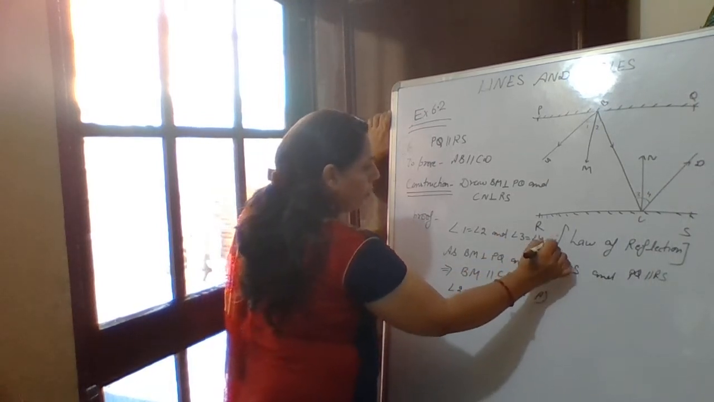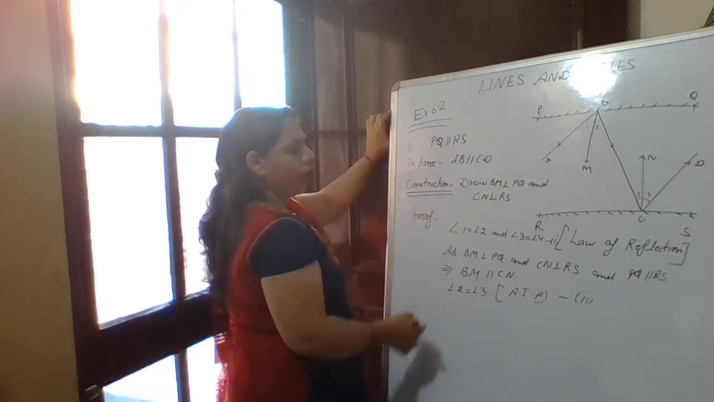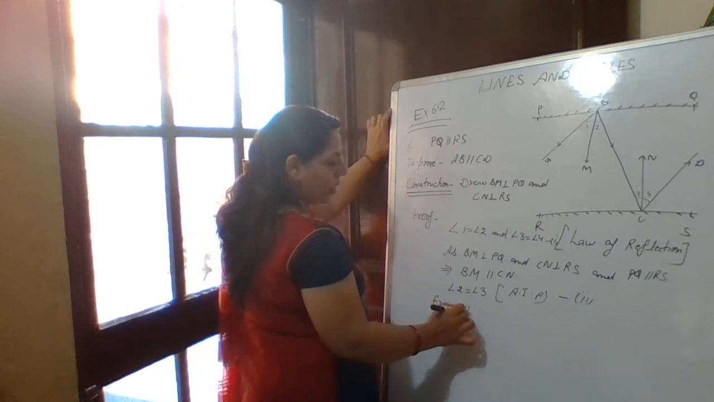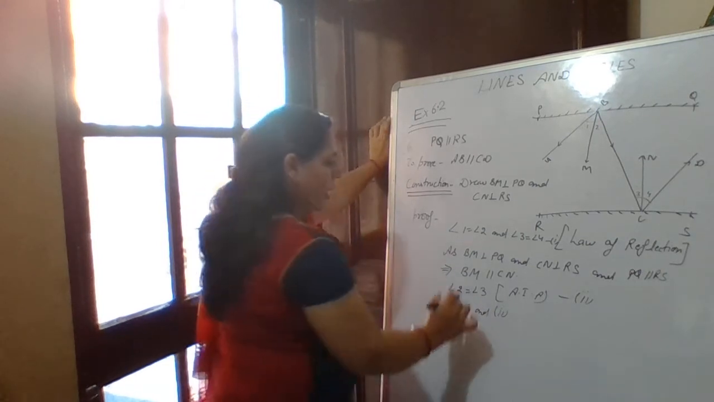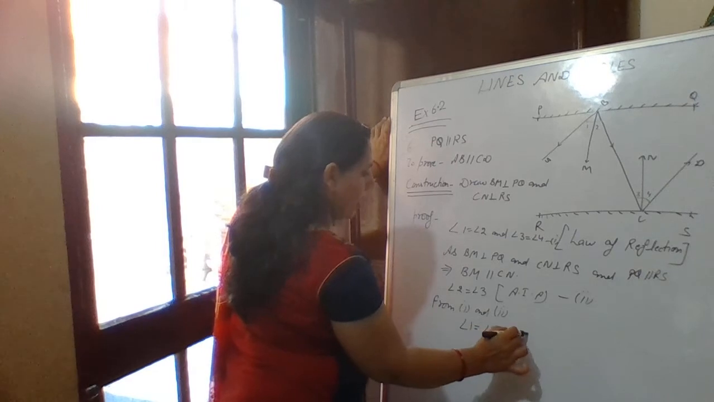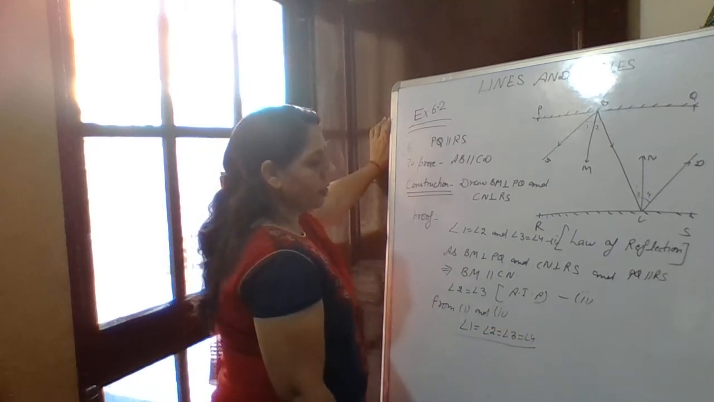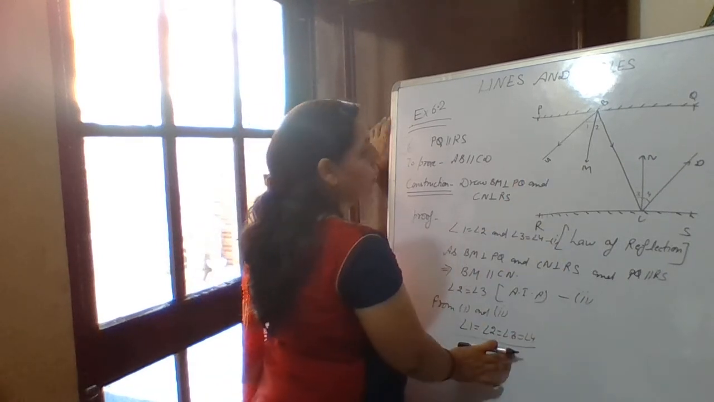But in 1, we said that angle 1 equals angle 2 and angle 3 equals angle 4. So from 1 and 2, we can conclude that angle 1 equals angle 2 equals angle 3 equals angle 4. Means all these four angles must be equal. So now we will choose according to our requirement.